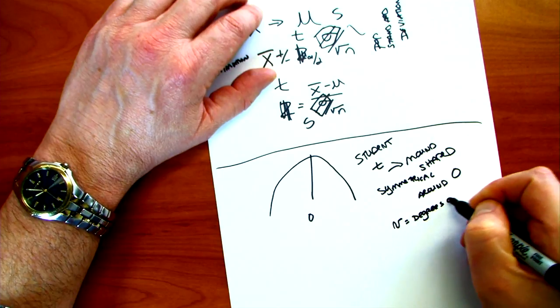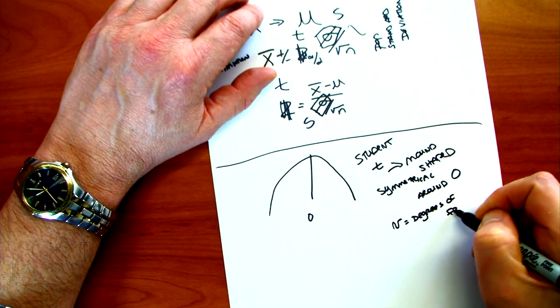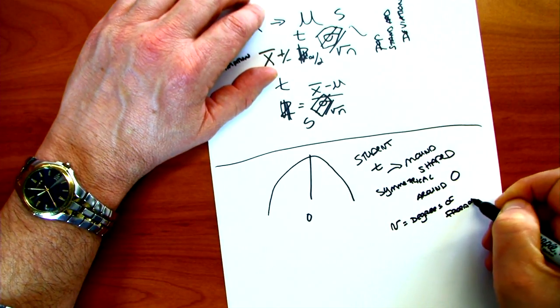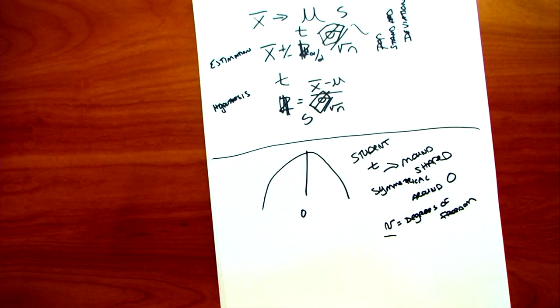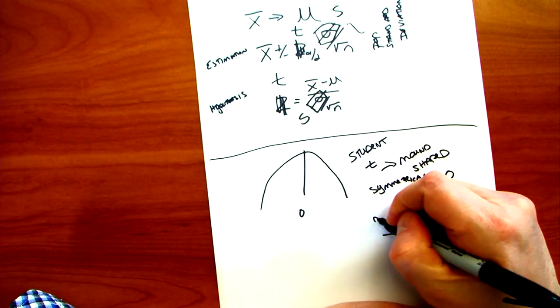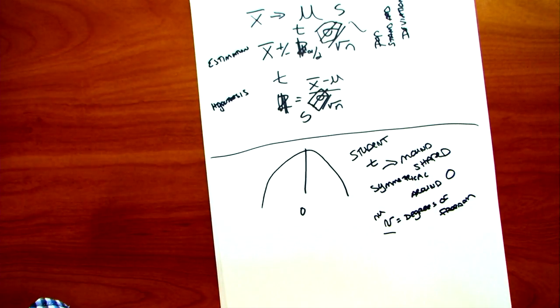And I don't want to get into the details of that too much. Just know that there is a parameter, and it's called nu, N-U, and it looks like a cursive V. That is the degrees of freedom. It controls the shape of it.